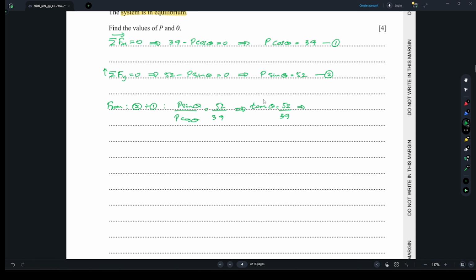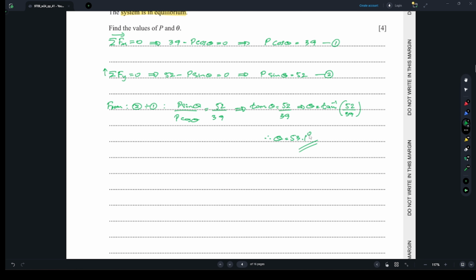And from that, theta equals tan inverse 52 over 39. So you can use the calculator, and from that you can find theta. Therefore theta equals 53.1 degrees, and we have to keep one decimal place.